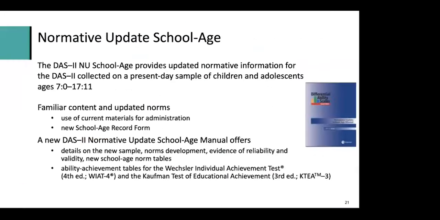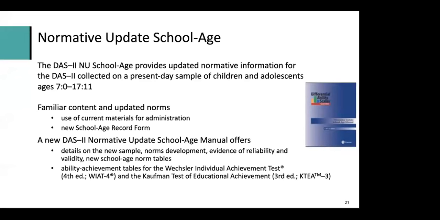Now, because the US population demographics, curriculum, and educational practices have changed over time, the use of older normative samples obviously introduces systemic error into the diagnostic process and may negatively influence decision-making. For this reason, the DOS2 and U assay provides updated normative information for the DOS2 collected on a present-day sample of children and adolescents ages 7 to 17-11.